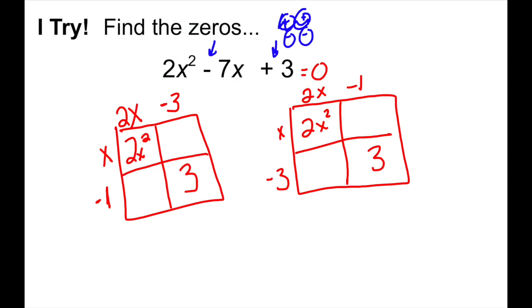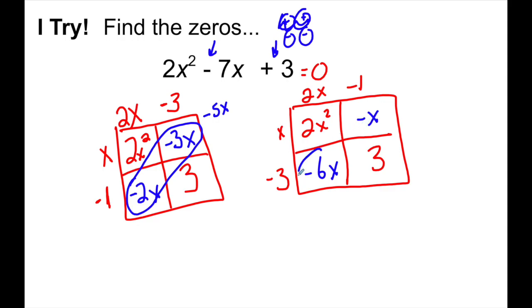But watch what happens when I fill in the box. Here I get 2x times -1, and that's -2x. Here I get -3 times x, and that's -3x. And when I combine the like terms in the diagonal, what I get is -5x. Let's see what happens here. Here I do 2x times -3, and that gets me -6x. And here I do -1 times x, and I get -x or -1x. And when I add these up, because they're the like terms, I get -7x.